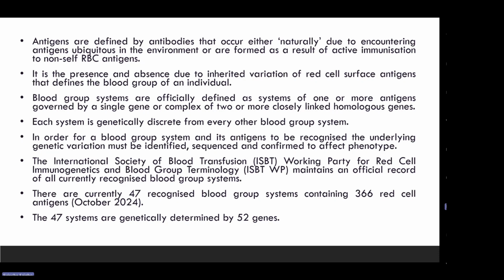So during the discovery of a blood group antigen or system, to confirm that this is really a blood group system, they must identify the genetic variation that is responsible for expression of that antigen. They will also sequence the DNA of that gene, and confirm that by manipulating that gene, the characteristics or function of the red blood cell also differ. That is, it affects the function of the red blood cell when the gene responsible for the expression of that blood group is manipulated.